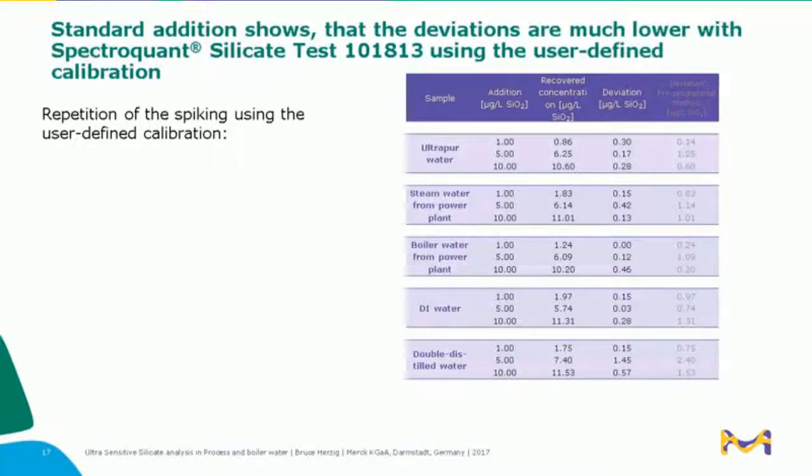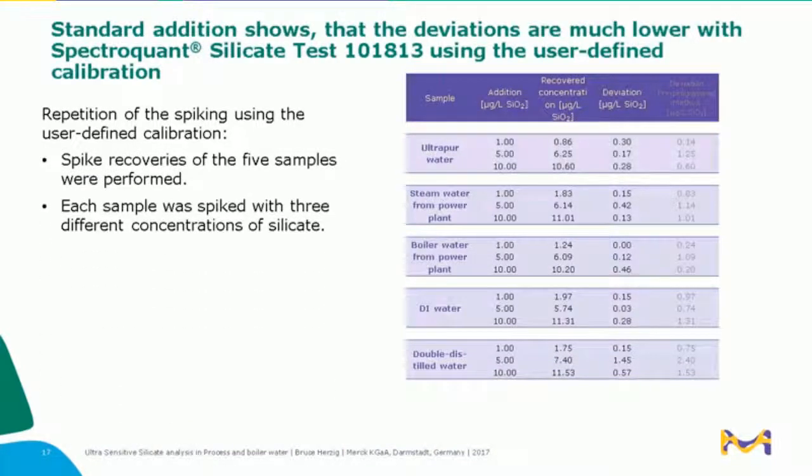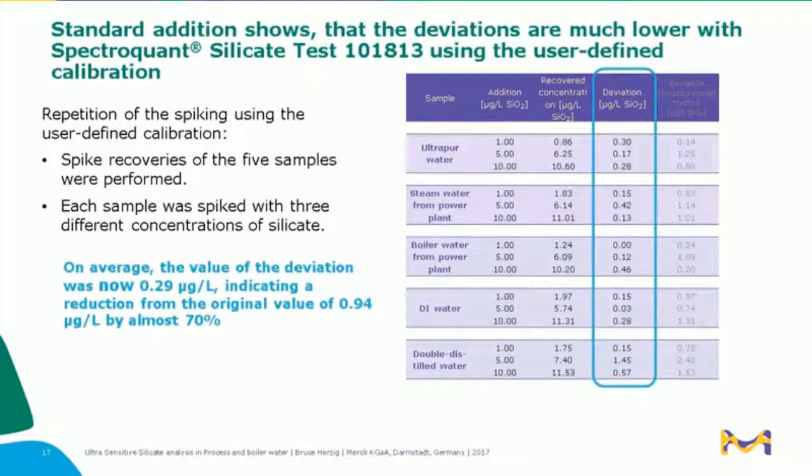We repeated our spiking experiment that we did before, and each sample was spiked with 3 different concentrations, which was what we did before. And now you can see that on average, the deviation is now 0.029 micrograms per liter, indicating a reduction from the original value of 0.94 deviation. So this result is coming in much closer to expected results, and this is all due to this user calibration that we've defined.